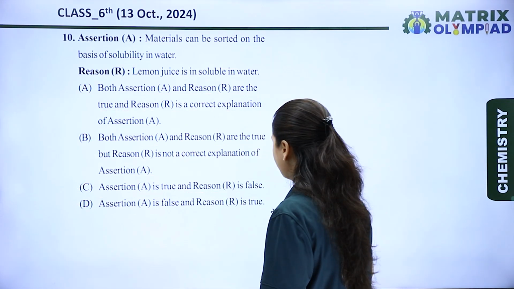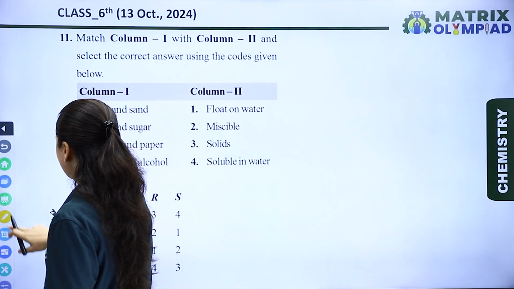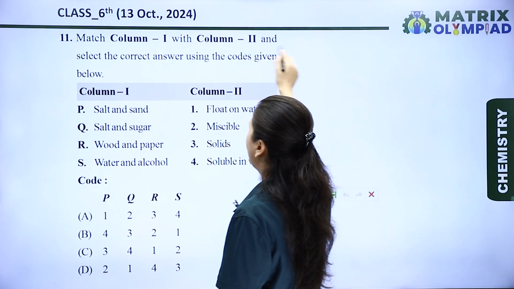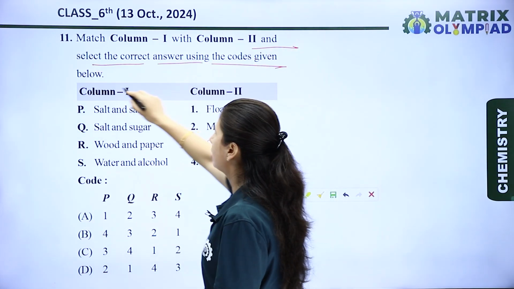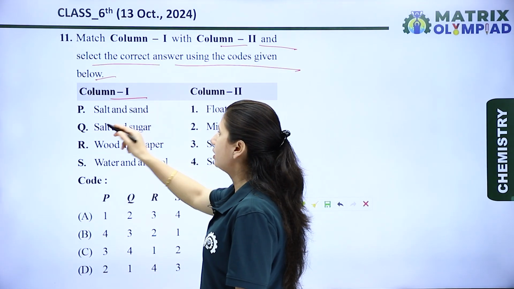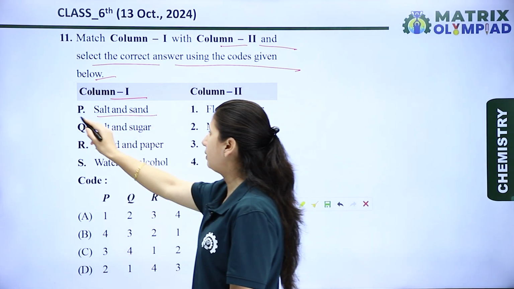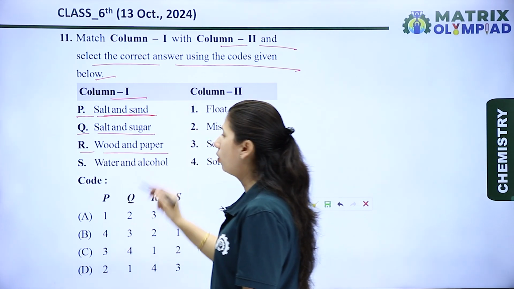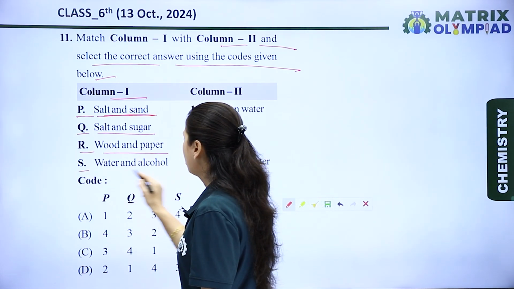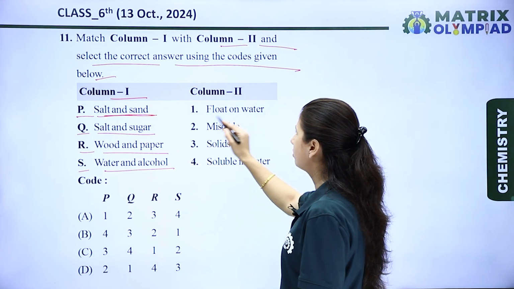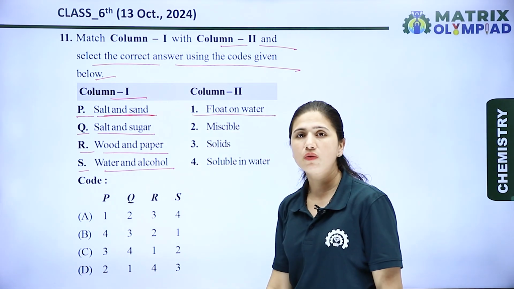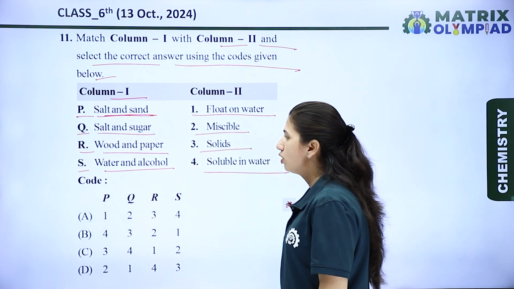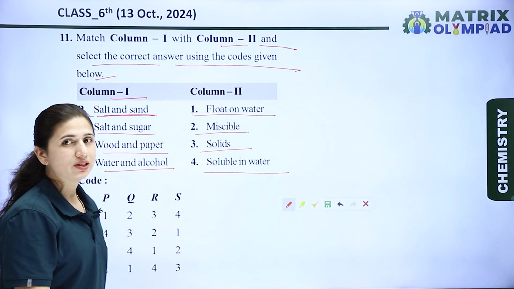Okay. So the next question has two columns. Match column first with column second and select the correct answer using the codes given below. Now column first is: P is salt and sand, Q is salt and sugar, R is wood and paper, and S is water and alcohol. Now let's see column second. First is float on water, next is miscible, third is solids, and fourth is soluble in water. Okay, now let's see the options.